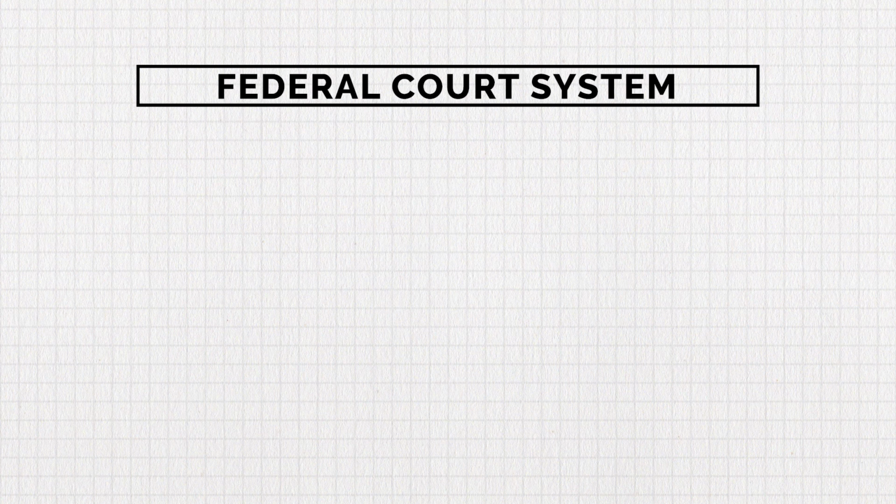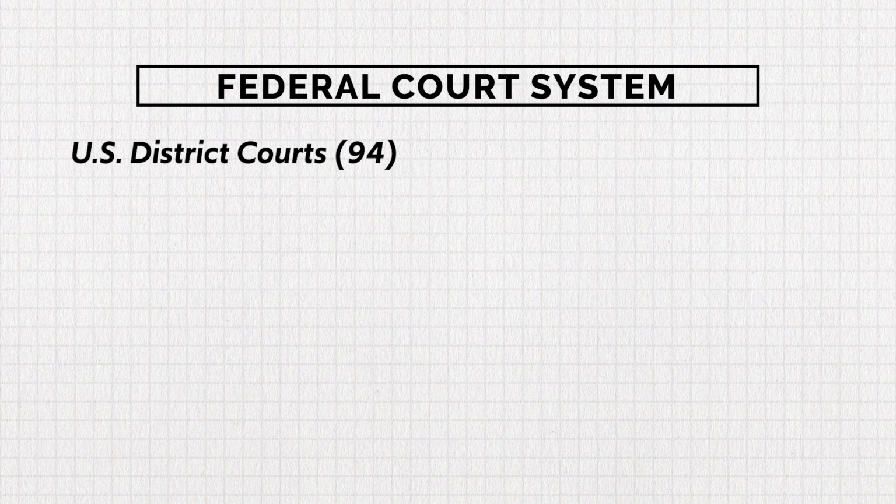All right, with that, let's move on to the judicial branch, and we're going to start with how the courts are structured and then talk about how it checks the other branches. So in terms of the structure of the federal court system, there are 3 levels. At the bottom, there are the U.S. district courts, and there are 94 of those spread across the nation.